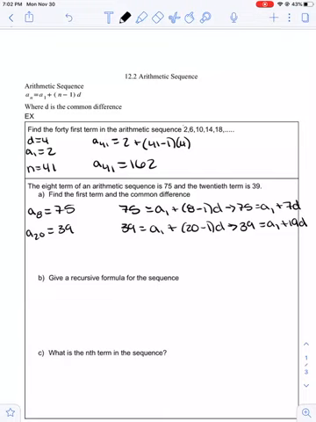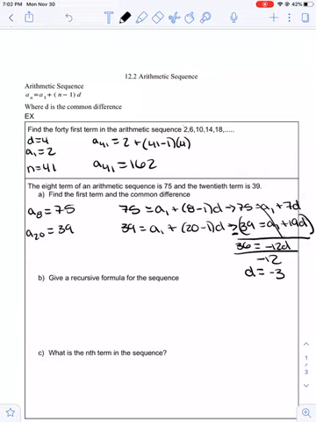So now we have two equations, and we can do this like solving for our systems of equations. I'm going to use elimination because I have a1s of same coefficients. So I'm just going to subtract the second equation from the first one. So 75 minus 39 is 36, and then a1 minus a1 cancel, and then 7d minus 19d is negative 12d. I'm going to solve for d by dividing by negative 12, and I get d equals negative 3.